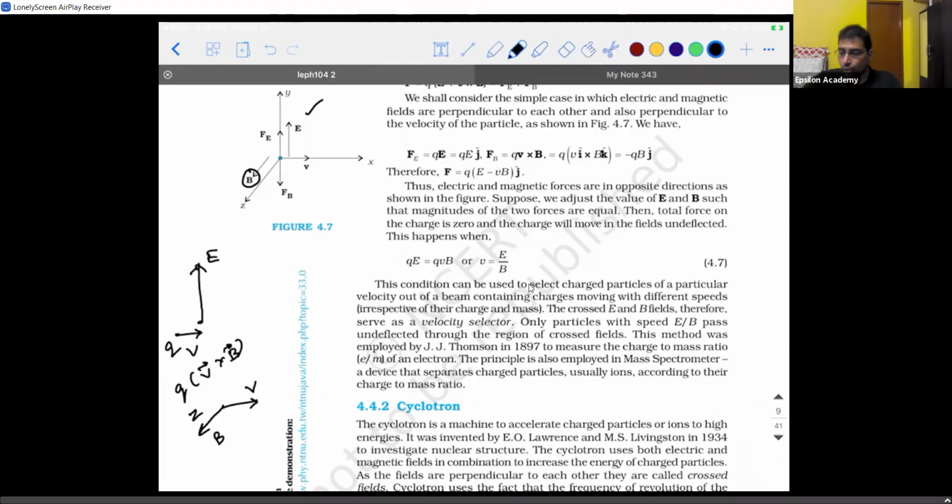Right? So for the particle to move in a horizontal path, the electrostatic force should be equal to the magnetic force. Cancel both of them. V should be equal to E divided by B.